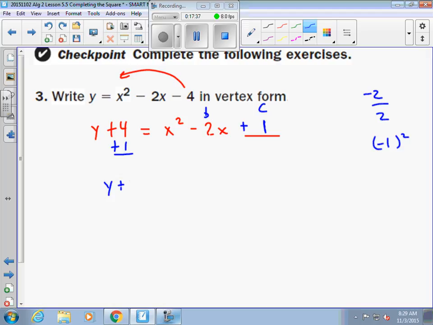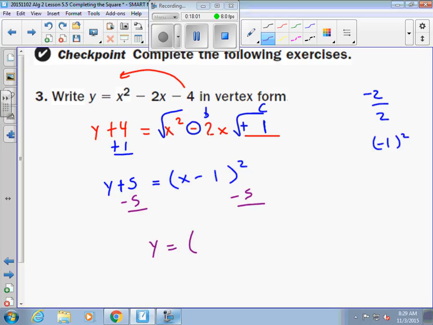So now we got y plus 5 equals that perfect trinomial there. Take the square root of the first term, x. The square root of the third term, 1. The sign in front of b, minus, squared, almost vertex form. Get rid of the plus 5 by subtracting it. -5 here. Y is equal to x minus 1 squared minus 5.